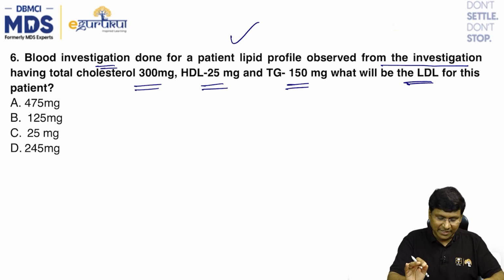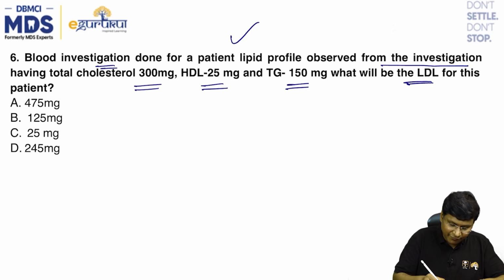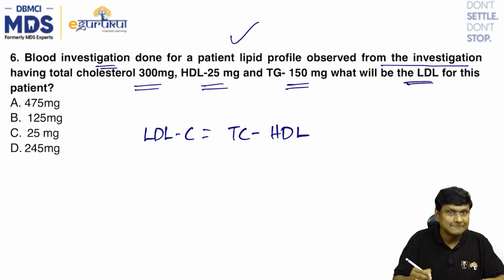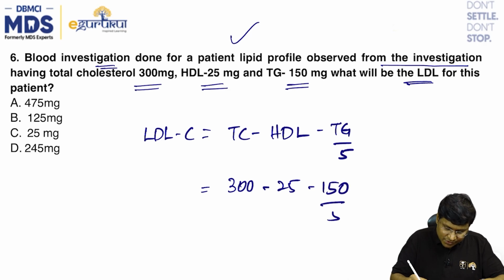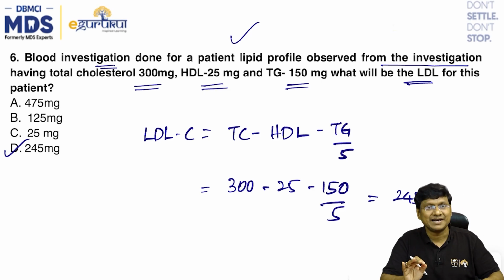So how will you calculate the LDL cholesterol? The formula for calculating the LDL cholesterol is total cholesterol minus HDL minus triglycerides by 5. So if you substitute the values, that is 300 minus 25 minus 150 by 5. So the value that you will get is 245 milligrams, which is the correct answer.